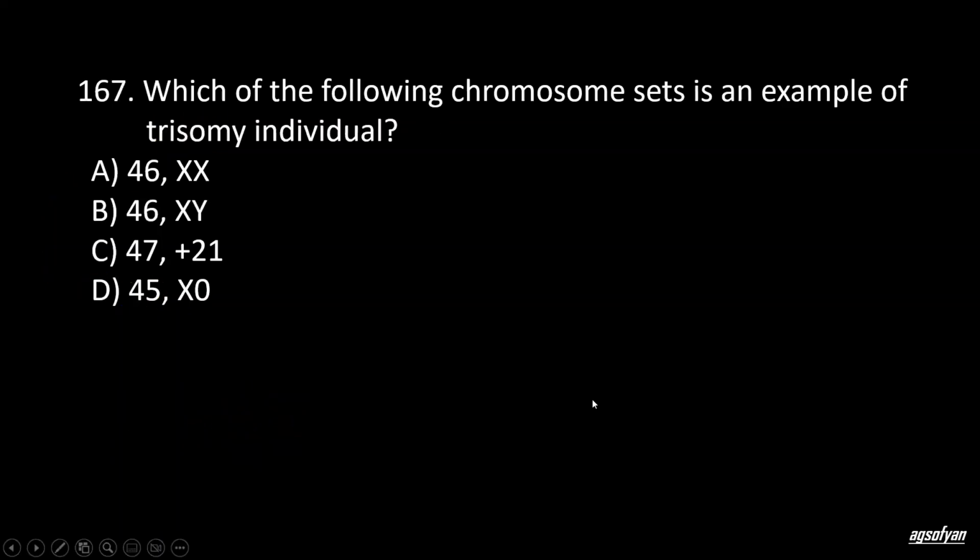Which of the following chromosome sets is an example of trisomy individual? 46XX, 46XY, 47 plus 21, or 45X0. So trisomy means there is one extra chromosome in the individual. Normally it is 46, this is normal. If it is more than normal, then it's going to be 47 plus 21. So he has an extra chromosome in chromosome number 21.